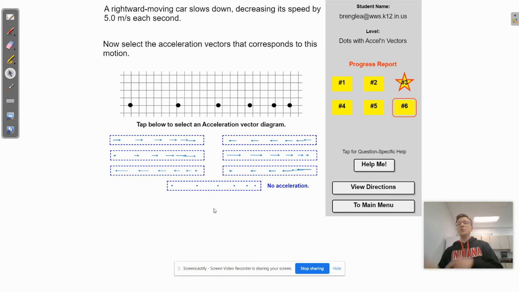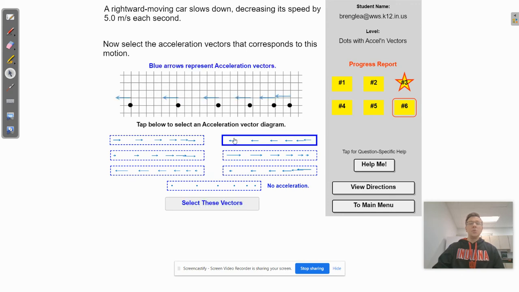And then again, let's reason through this. If the object is moving to the right but slowing down, its acceleration must be to the left. So let's make sure that we eliminate all arrows pointed to the right. So these three right here, we're looking for arrows pointed to the left that are all equal, which would be this one right here, showing constant acceleration in the leftward direction, even though the object is moving to the right.